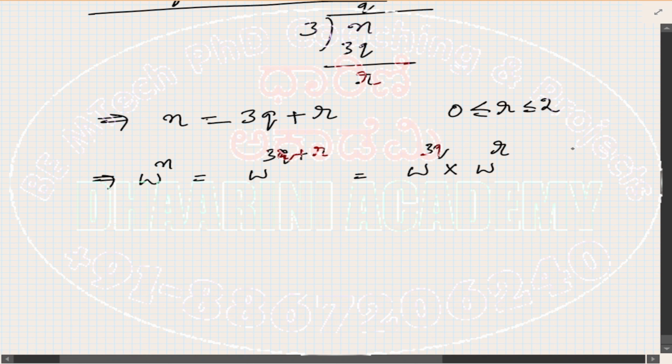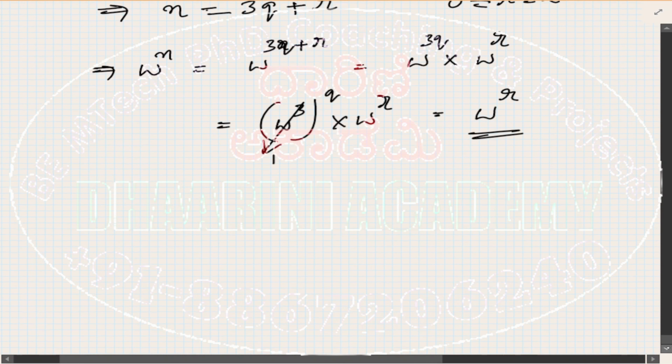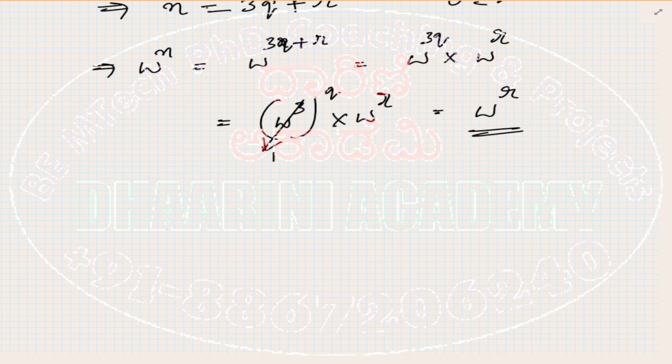Fine, omega 3q into omega raised to the power r. Right, so this I can also rewrite as omega 3 to the power q into omega to the r. So omega 3 is 1, 1 to the power q is 1. So this remains simply omega to the r. Okay, so we understand that you just have to find out what value of omega r remains. So r is less than or equal to 2, so we get either omega 0, omega 1 or omega 2.